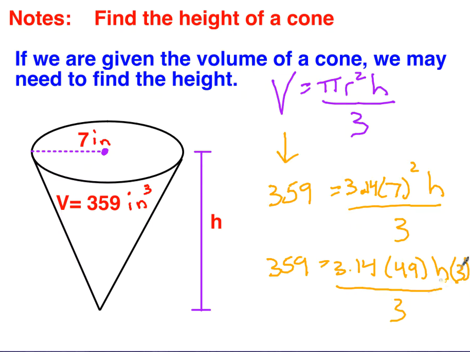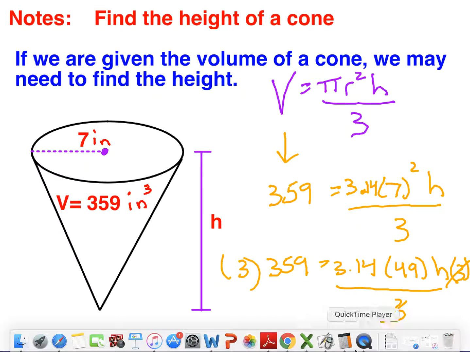If we were cross-reducing, like when we're dividing or multiplying fractions, these 3s would cancel out. They go away. That's why we always do the opposite when solving equations. We do the opposite to cancel things out, because 3 divided by 3 is just 1. If I multiply by 3, it gets rid of this. But whatever I do to one side, I have to do to the other side. Then I would have to multiply 359 by 3.